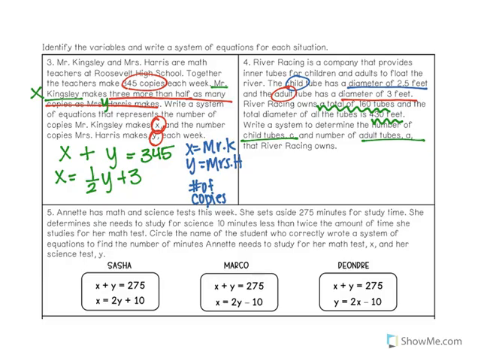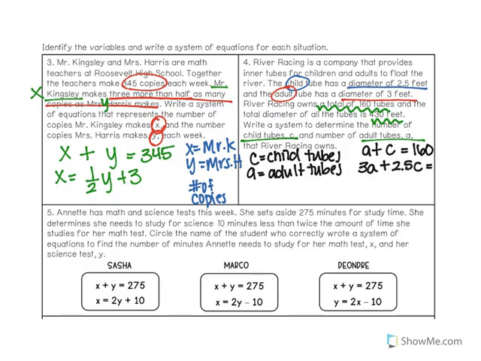So when we're identifying this, we know that C is the child tubes, A is the adult tubes, and we're trying to determine how many they have. So we know that the adult tubes plus the child tubes is equal to a total of 160 tubes. However, if we're looking for the total diameter, the adults are 3, so we would take 3A, because that's the adult ones, plus the child tubes, which is 2.5C, is equal to 430 total feet.